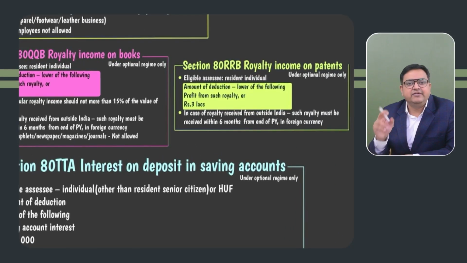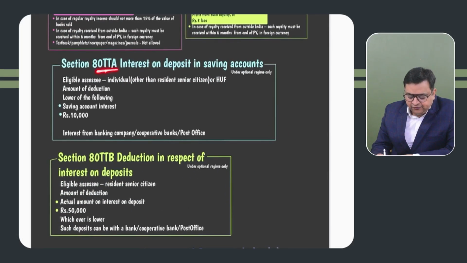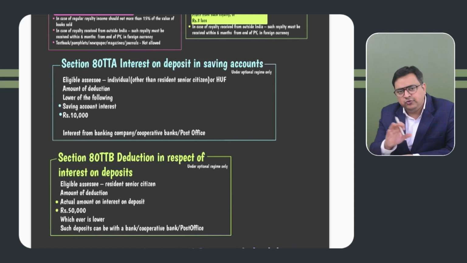80RRB is almost a similar section. Maximum reduction available over here is 3 lakh rupees, or your royalty income, whichever is lower, right? 80TTA and TTB. TTA is for individual or HUF assessees, whether they are resident or non-resident. How much is 80TTA? The amount of saving bank account interest, saving bank account, post office saving account, or cooperative bank saving account. Saving account is important. Or rupees 10,000, whichever is lower. For individual or HUF, whether resident or non-resident, both will do.